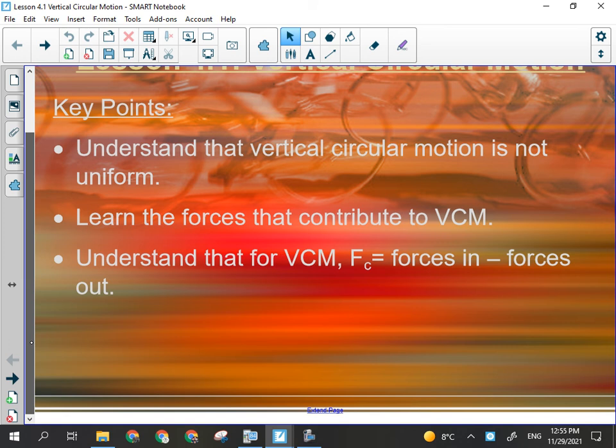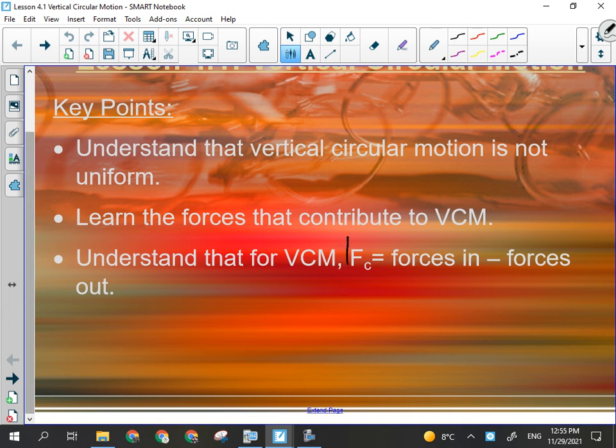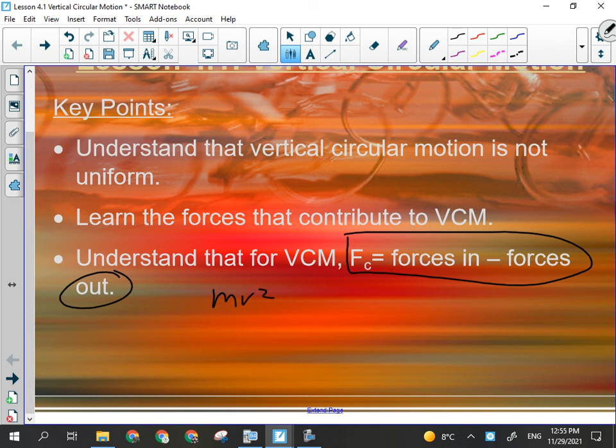So anytime you have a vertical circular motion problem, it's forces in minus forces out. So you'd have mv squared over r equals, and then whatever your forces are. If you're in certain places in the circle, it would be normal force minus gravity. In other places in the circle, it would be plus gravity. It all depends on where you are in the circle.